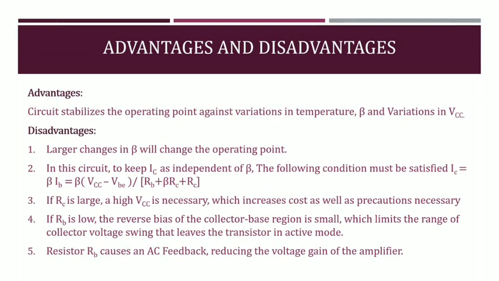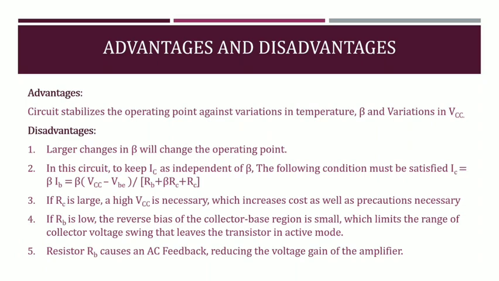If we see about the advantages and disadvantages of collector bias, the advantages are that the circuit stabilizes the operating point against variations in temperature, beta and variations in VCC. When we talk about disadvantages, larger changes in beta will change the operating point. And to keep IC independent of beta, the condition IC is equal to beta should be satisfied. Then only we will get IB is equal to beta into VCC minus VBE divided by RB plus beta RC plus RC.